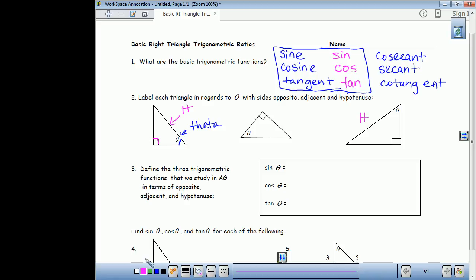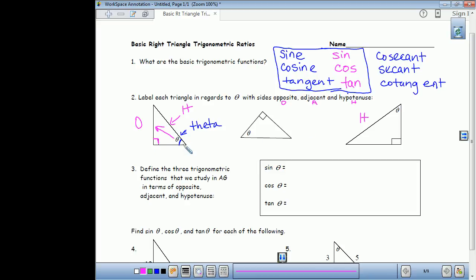Okay, now, let's get back to this first one. Here's my theta. Do you see that this side is across from this angle? It is opposite that angle. So we would label this one O for opposite, H for hypotenuse, and we're going to do A for adjacent.